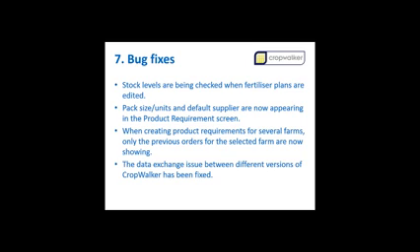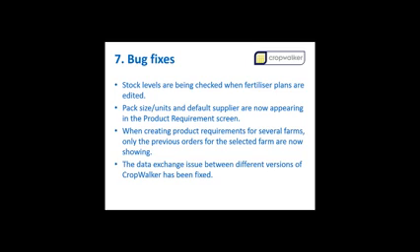So the main bug fixes: stock levels are now being checked when fertilizer plans are edited. There was an issue that when the fertilizer plans were just edited, it wasn't rechecking the stock and taking that into account, so that's been fixed. The other thing is when making orders in the product requirement screen, pack size and units and the default supplier were not appearing for some people, so that has also been fixed and there shouldn't be any issues there now.